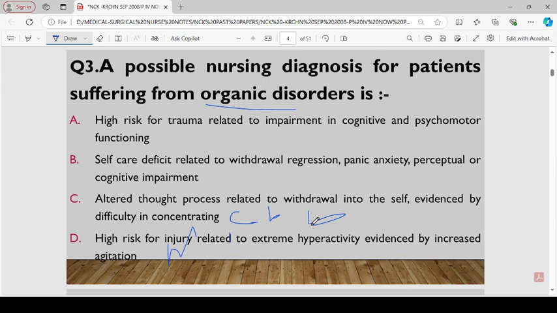Self-care deficit related to withdrawal, regression, panic, anxiety, perceptual and cognitive impairment. Ladies and gentlemen, think of depression here, anxiety, schizophrenia, or bipolar. The best nursing diagnosis addressing cognitive and psychomotor impairment is the high risk of trauma related to impairment in cognitive and psychomotor function, right? And this is the best answer for us here.